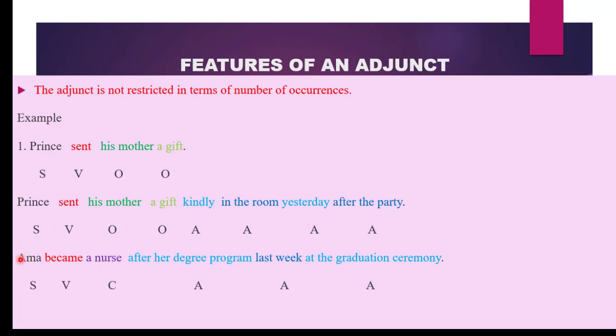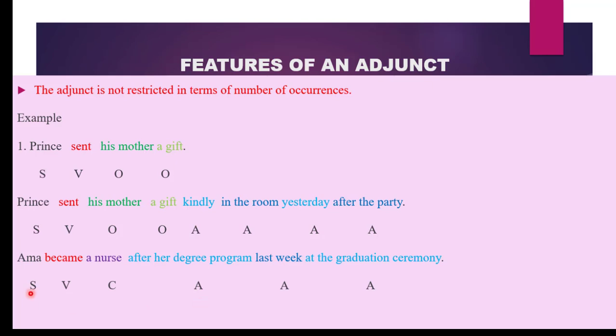Because it refers back to Amma. Then we have other information about the verb in terms of when she became a nurse and where she became a nurse. After her degree program gives us information about when she became a nurse. Last week also adds to the information about when she became a nurse. At the graduation ceremony also adds to the information about where she became a nurse. Therefore, we have 3 adjuncts in this particular sentence.